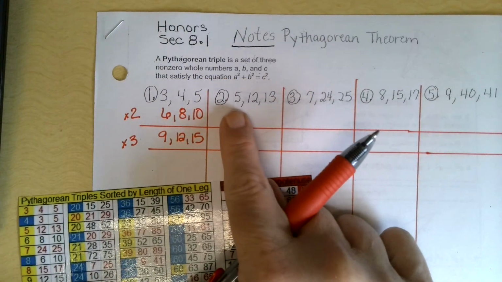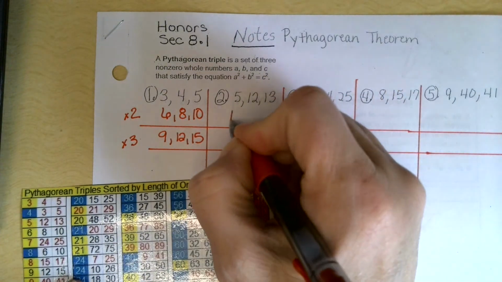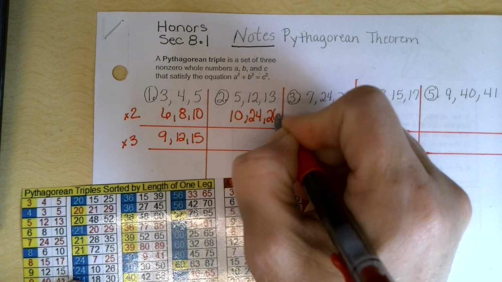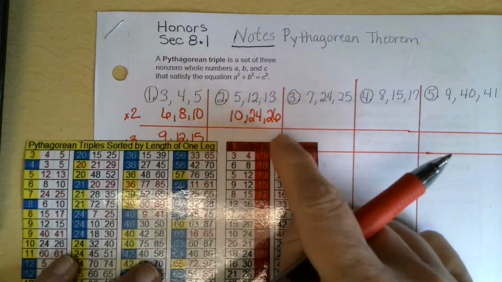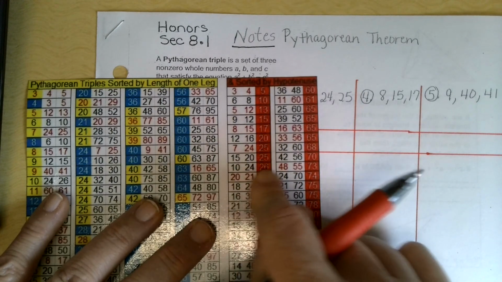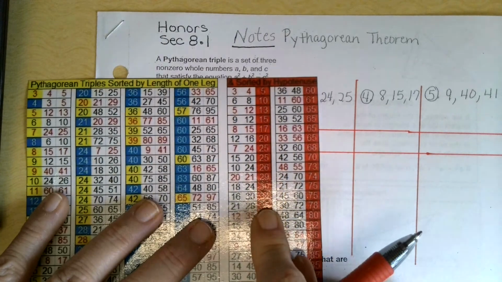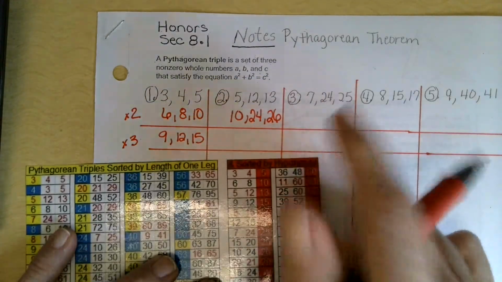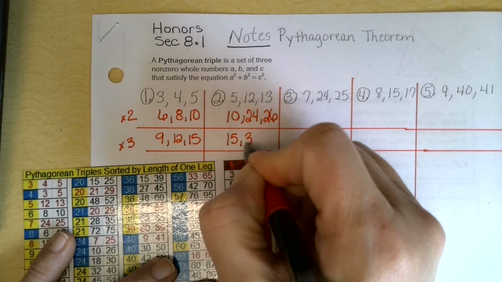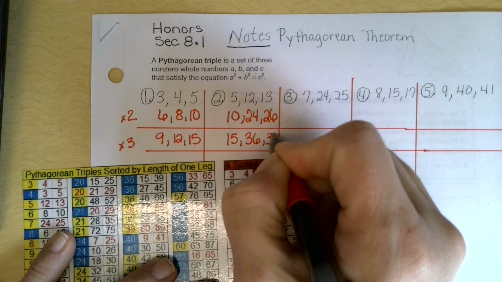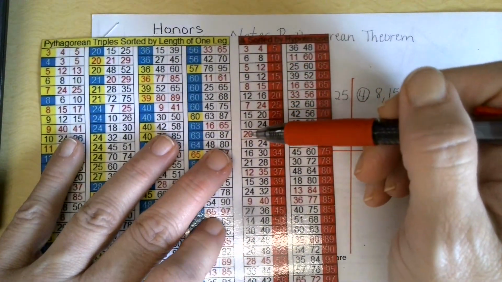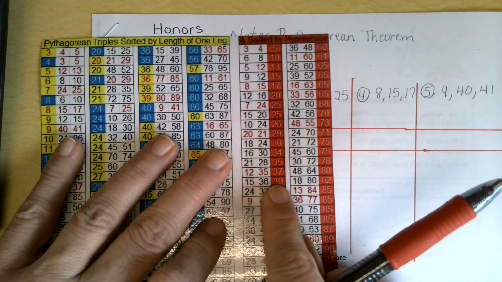So if I multiplied this Pythagorean triple by 2, 2 times 5 is 10. 2 times 12 is 24. 2 times 13 is 26. You need to start recognizing these numbers, and 10, 24, 26 is right here as a Pythagorean triple. It's in black because it's off of one of these other Pythagorean triples. If I multiplied by 3, 3 times 5 is 15, 3 times 12 is 36, 3 times 13 is 39. There it is, 15, 36, 39.